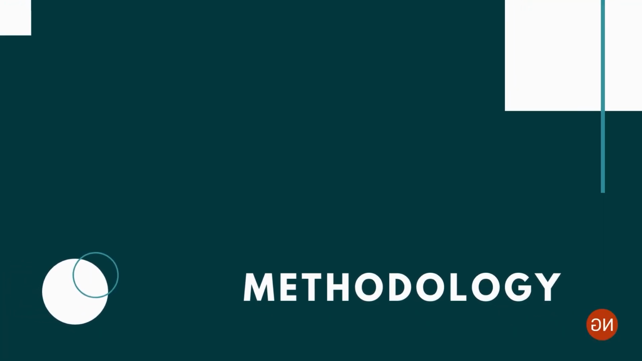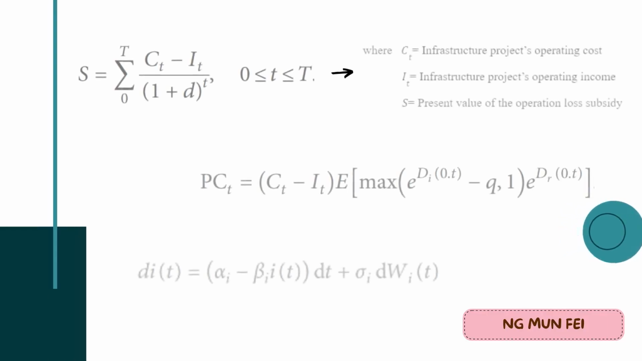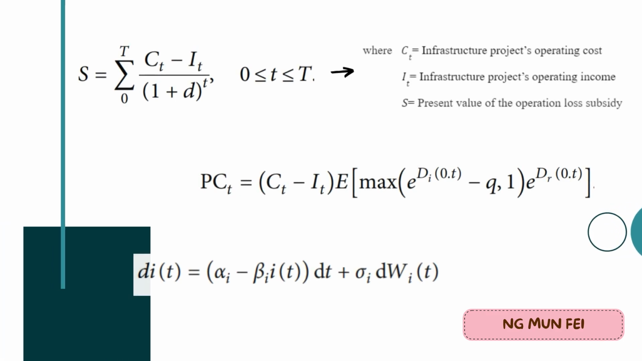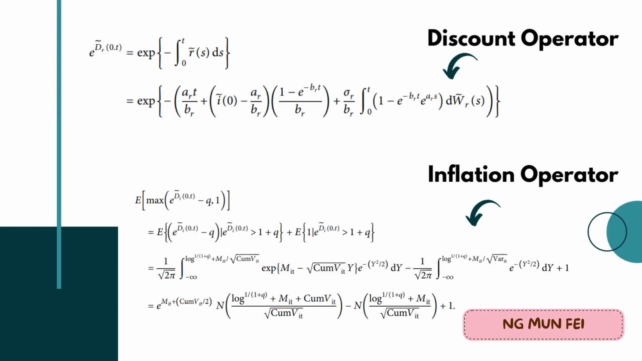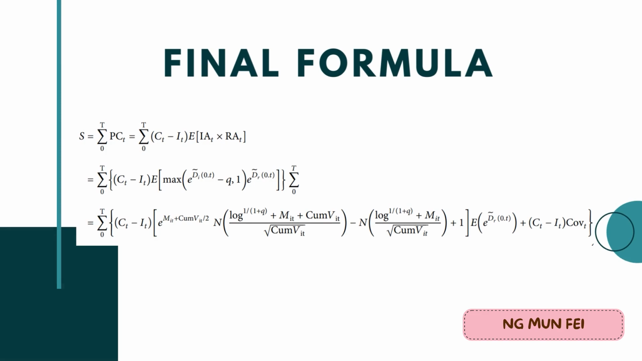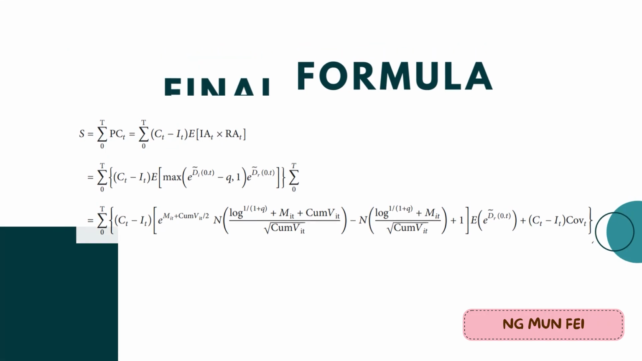Now, we will go to the part methodology. In this journal, we will use 5 formulas, and this slide shows 3 of them. And then in this slide, it will show another 2 formulas, which is the discount operator and the inflation operator. The combination of the 5 formulas that explained just now will form the final formula, which is shown in this slide.